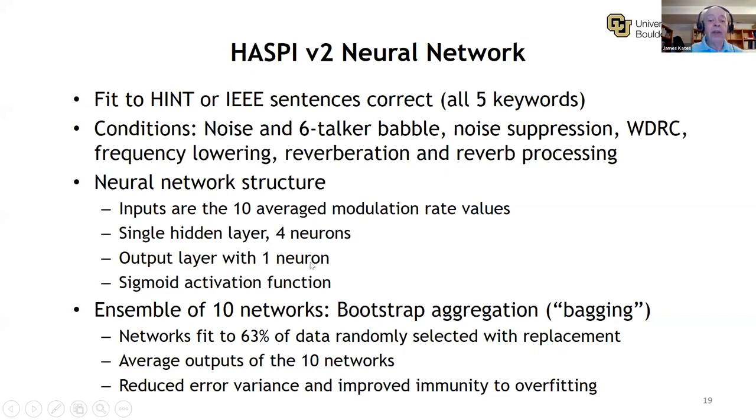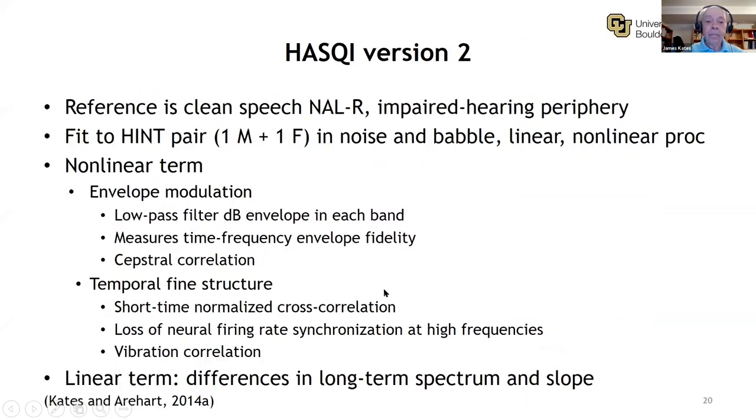So to help with the overfitting, we're using something called bootstrap aggregation, also called bagging, where we build 10 networks, each fit to a different random selection of the data we're trying to fit, and our model outputs the average over the 10 networks.